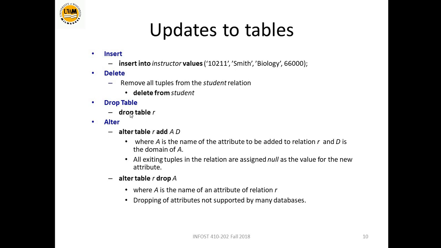To delete the whole table, we use drop table and the table name. To alter the structure, we can either add attributes or drop attributes. If we want to add attributes, we use alter table R add, and we put the attribute name and the domain. If we want to drop an attribute, we use alter table R drop A. In case we add new attributes, if we have existing tuples, the relation will be assigned null for the values of these newly added attributes.